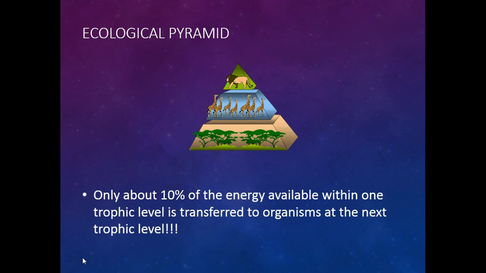Continuing on with the ecological pyramid, only about 10% of the energy available within one trophic level is transferred to organisms at the next level. So only 10% of the energy that is found in the producers' trophic level will be passed on to the giraffes, and only 10% of that energy will be passed up to the lions. So we need to maintain a nice balance between the trophic levels, because fluctuations, either great or small, will cause drastic changes to each one of these trophic levels.